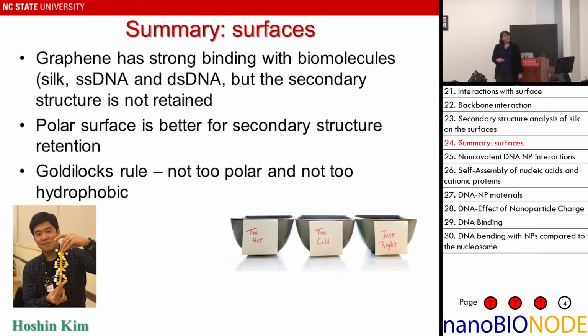Okay, so again, what we found: graphene has very strong binding with biomolecules, but secondary structure is not retained. Polar surfaces are generally better for secondary structure retention, and we found that it has to be a Goldilocks rule, so more investigation has to be done into other surfaces to see what means not too polar, not too hydrophobic, right? A very polar surface such as silicon dioxide was also not very good for secondary structure for silk, whereas a hydrophobic surface is also not good. The person who did this work is Ho Shin, and he's continuously working on improving that. We're looking at more surfaces and more biomolecules to get a better idea whether it's a general observation or an observation only pertinent to silk and DNA.